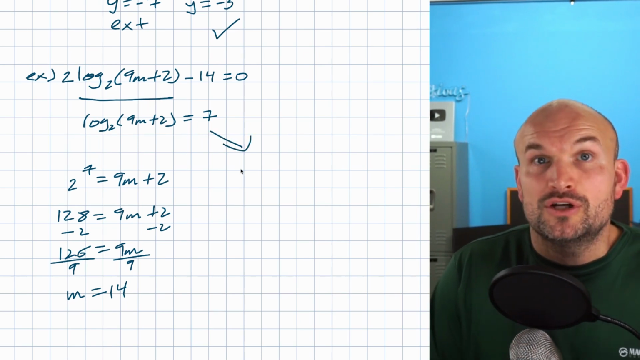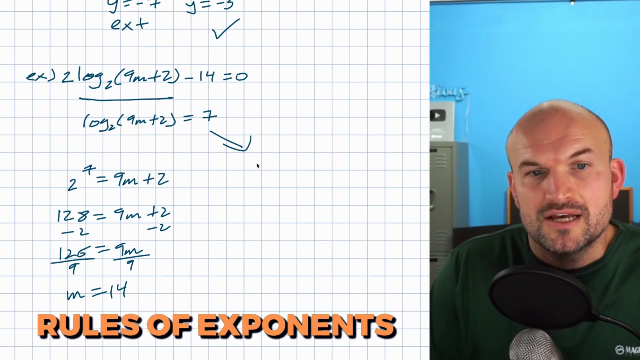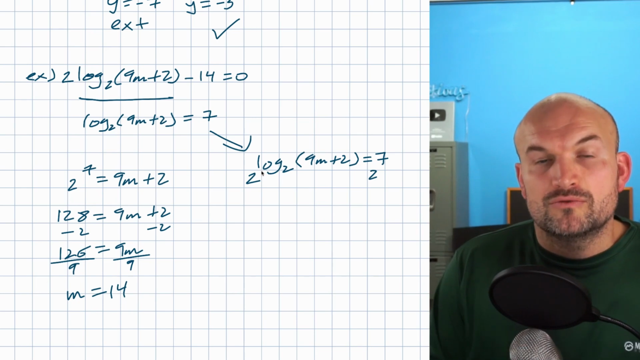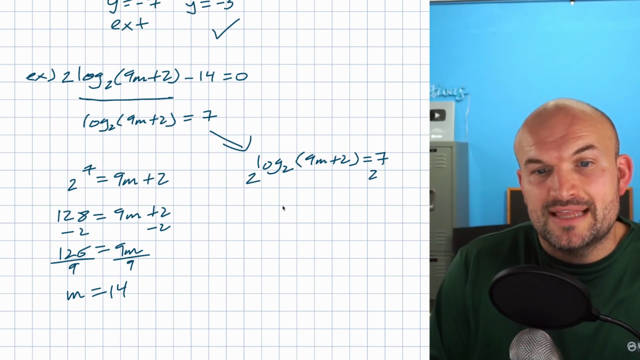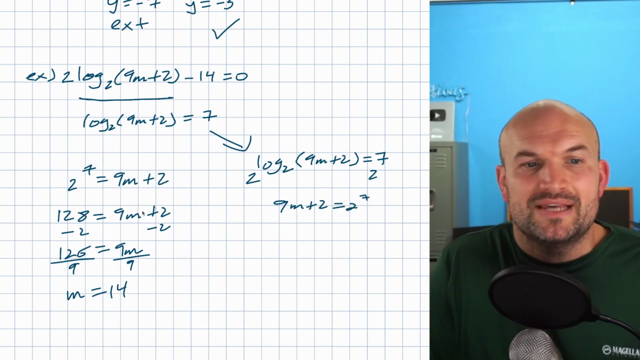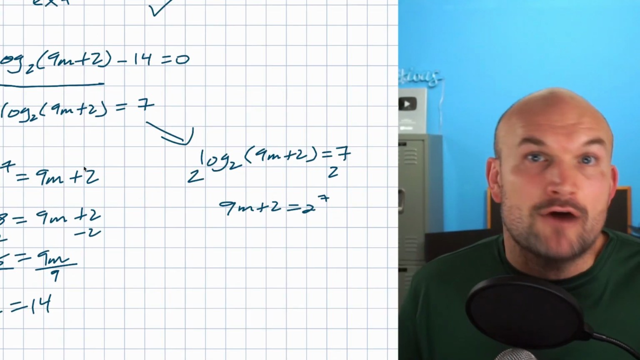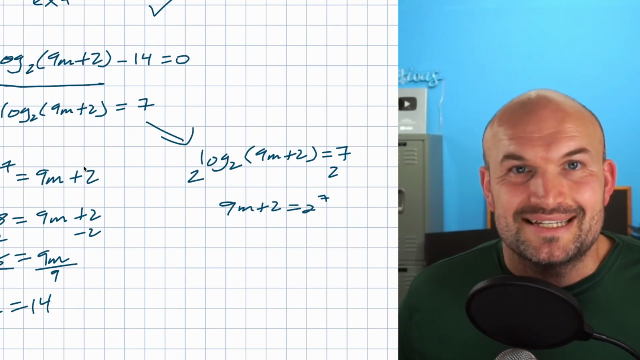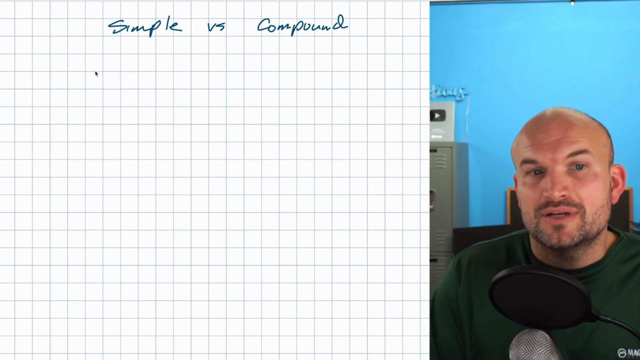Another way you could also look at this is using your rules of exponents. When you have log base 2 of 9m + 2 equals 7, you can also raise both sides with a base 2. So then that would just leave you 2 to the log base 2 of (9m + 2) equals 2 to the 7th, which is the exact same thing we achieved there. It really just depends on how familiar you are with the rules of your logarithms when you're taking the test. And the next thing I just want to cover is going to be simple and compound interest.